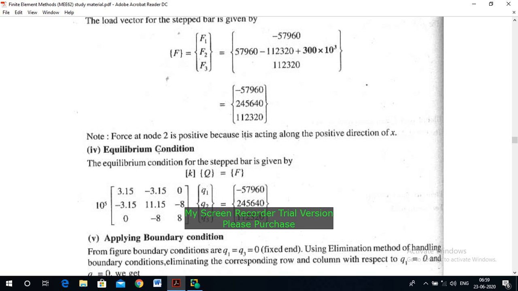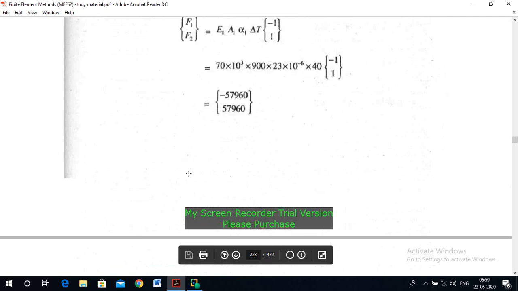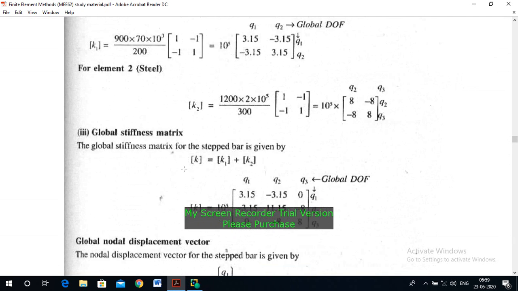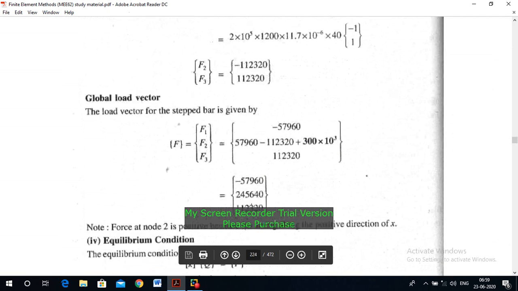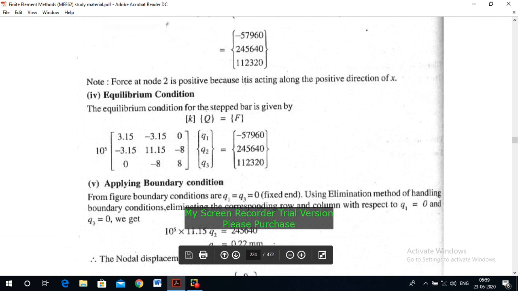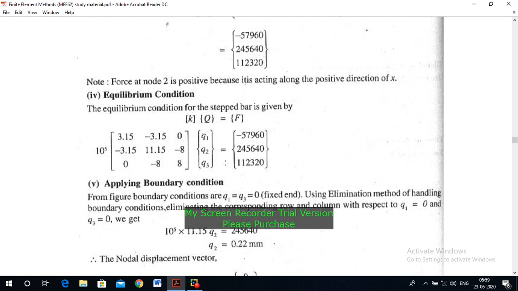And next, equilibrium condition. We know that equilibrium condition for the structural bar is K into Q is equal to F. K is global stiffness matrix, what we already calculated here. Global stiffness matrix, that is this matrix. Copy the same matrix from here, what we calculated. And next, the Q is Q1, Q2, Q3 is equal to force vector. Here same what we calculated here. Copy the same values here. And next, apply the boundary condition.